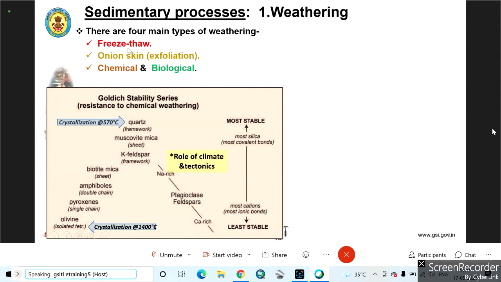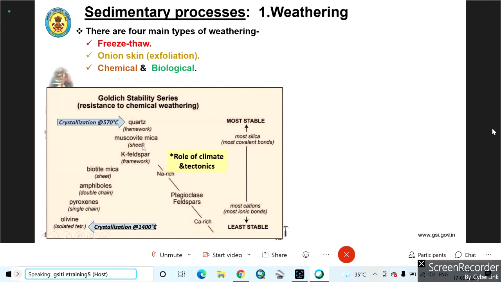One is the freezing and thawing action of ice. Then onion skin exfoliation weathering, which develops by the differential heating and cooling of the felsic and mafic minerals. Then there are chemical and biological activities by which weathering takes place. An additional thing to understand when studying the weathering process is the stability series of the minerals that has been given by Goldich, known as the Goldich stability series.